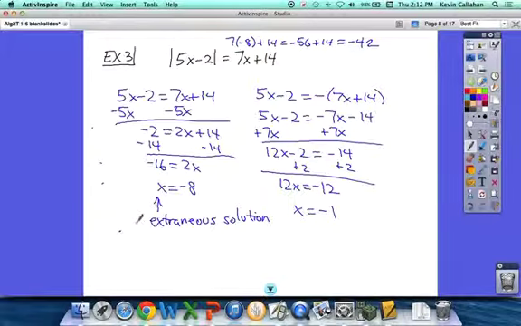Now we could check the negative 1. Put in negative 1. 5 times negative 1 minus 2 equals 7 times negative 1 plus 14. What is 7 times negative 1 plus 14? It's positive 7, right? And 5 times negative 1 minus 2 is negative 7. The absolute value is positive 7, right? So that one checks. That one doesn't. Okay. So that's everything you need to know about absolute value equations. Yes? Okay.